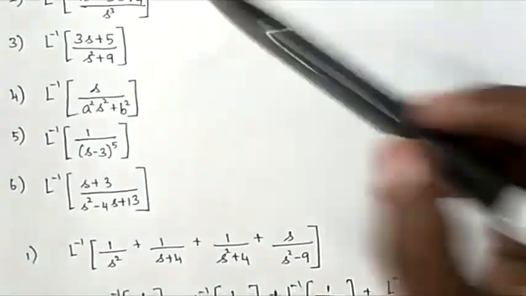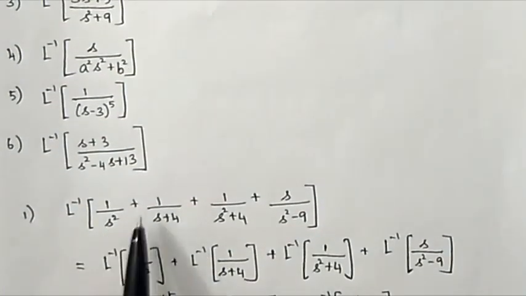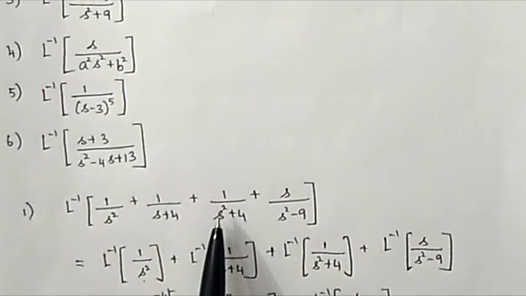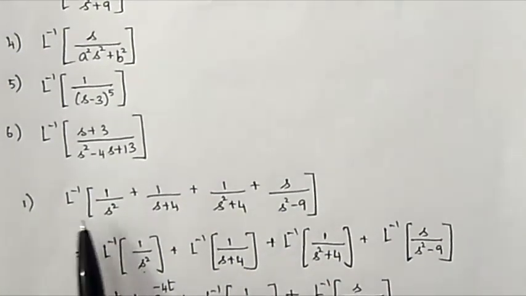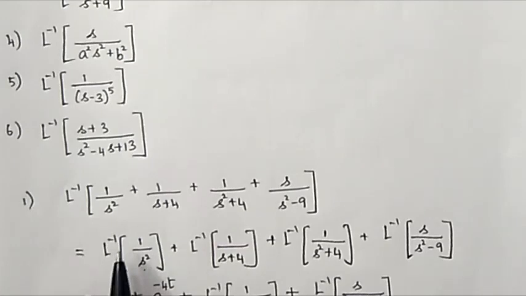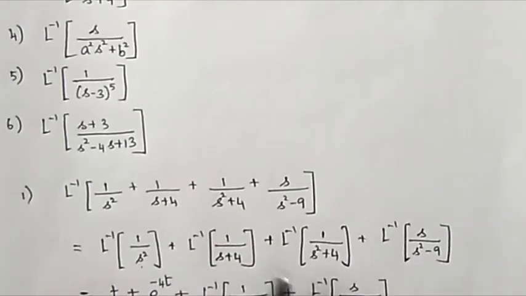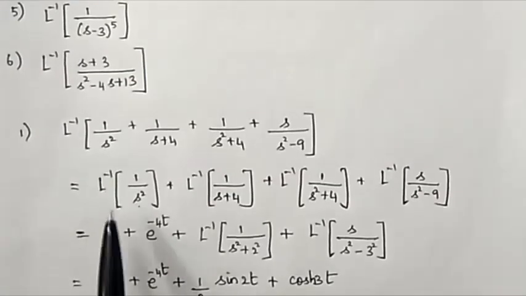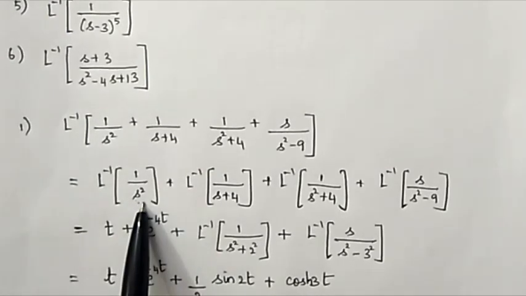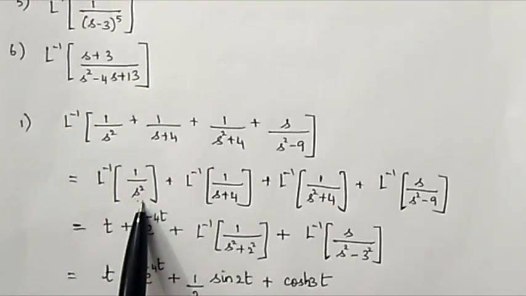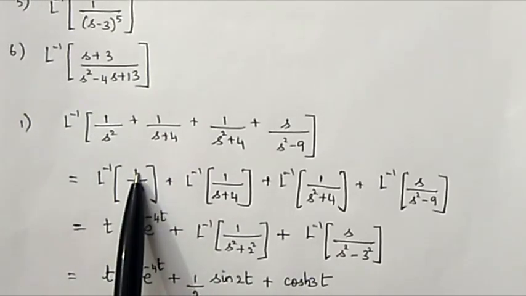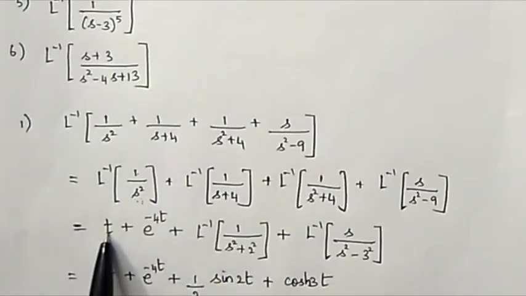To begin with the first one, L inverse of 1 by s square plus 1 by s plus 4 by s square plus 4 plus s by s squared minus 9. I have applied the linear property in the first step. That is, individually I have applied inverse Laplace for each term. Applying the inverse Laplace for the first term, it is in the form of L inverse of n factorial by s power n plus 1. So here n takes the value 1. So n factorial by s power n plus 1 gives t power n, so t power 1.